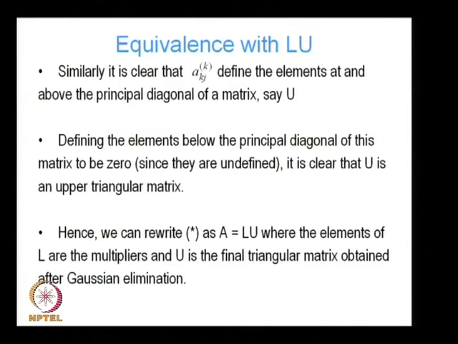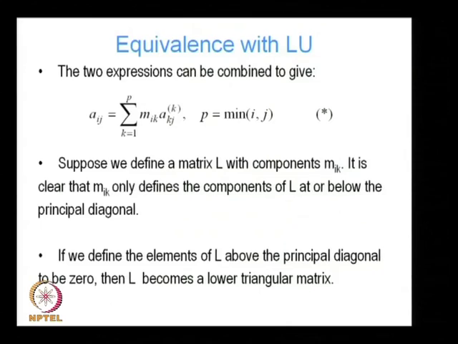If we define the elements below the principal diagonal of this matrix to be 0, it is clear that U, which we have used to denote the matrix comprising the components a_kj, is an upper triangular matrix. Hence, we can rewrite our previous equation a_ij equal to the summation over k from 1 to p of m_ik a_kj as the product of a lower triangular and an upper triangular matrix.